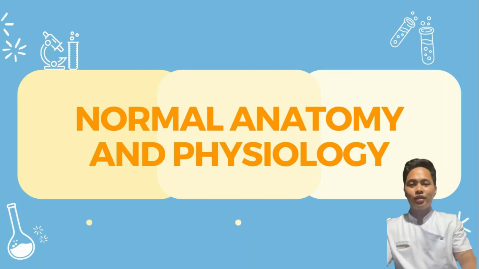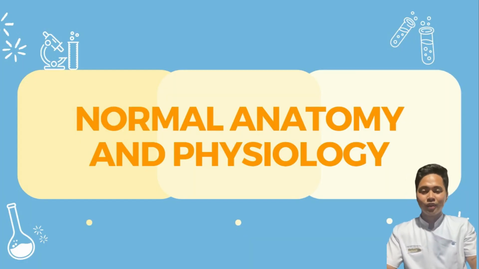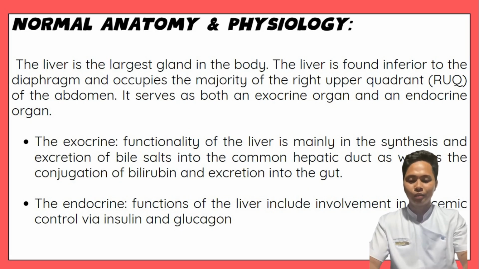So, good morning teachers, good morning classmates. I'm Student Nurse C. Barcenas, and I will be talking about the normal anatomy and physiology of the liver. So, the liver is the largest gland in the body. The liver is found inferior to the diaphragm and occupies the majority of the right upper quadrant, or RUQ, of the abdomen. It serves as both an exocrine organ and an endocrine organ.